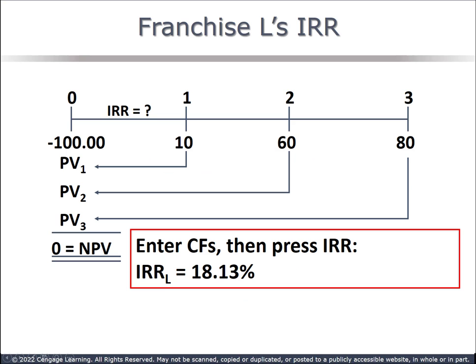For our project L, the cash flow should still be in your CF worksheet from the NPV calculation, so just press IRR and compute. After a very slight hesitation, the IRR is displayed. The IRR for project L is 18.13. For project S, 23.56.